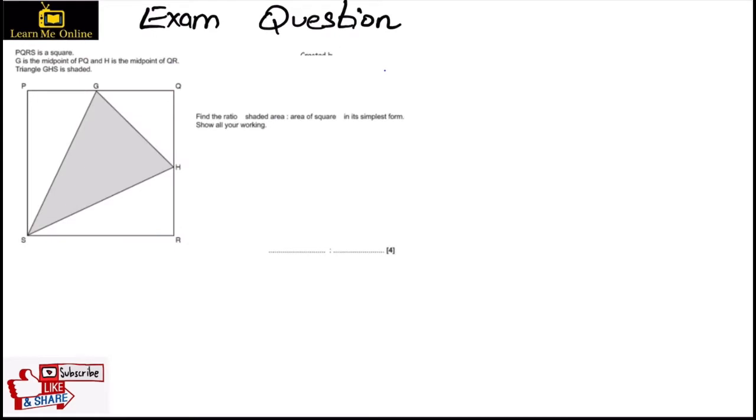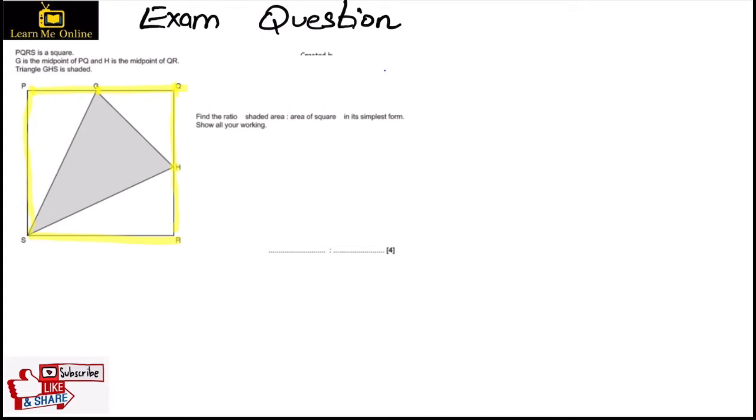Now we have another question. This is a slightly tricky one: PQRS is a square. Because the word square is used, we know all the sides of the shape are the same. The next thing is G is the midpoint of PQ, so it is right in the middle, and H is right in the middle as well. Triangle GHS is shaded, so we can see that inside part is shaded.